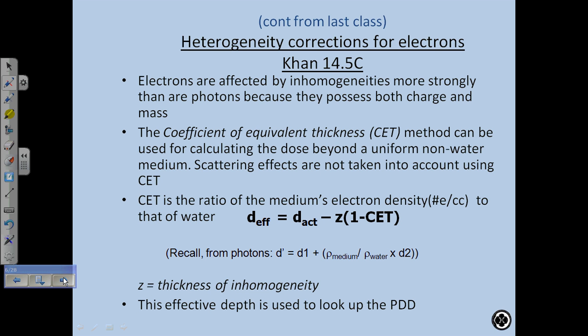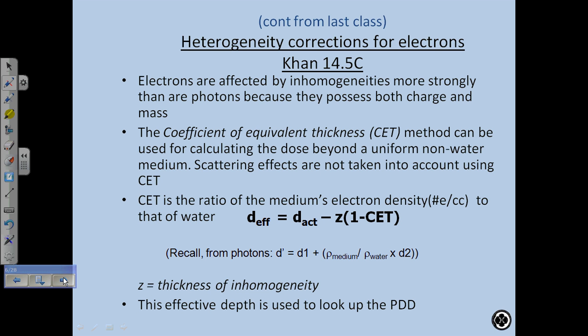Electrons are affected by inhomogeneity more strongly than photons are, because they interact more readily than photons. We know that because they have mass and they have charge. So they interact with the material more readily. The method we're going to use is the coefficient of equivalent thickness. It can be used for calculating a dose beyond a uniform non-water medium. Scattering effects are not taken into account. It's a very simple, kind of equivalent pathway.